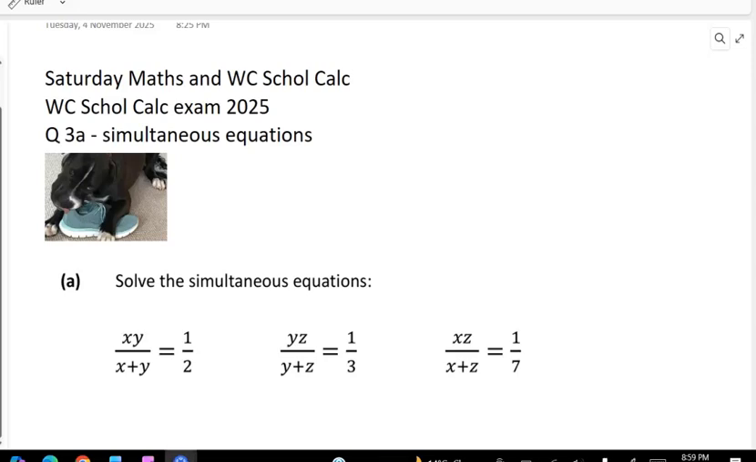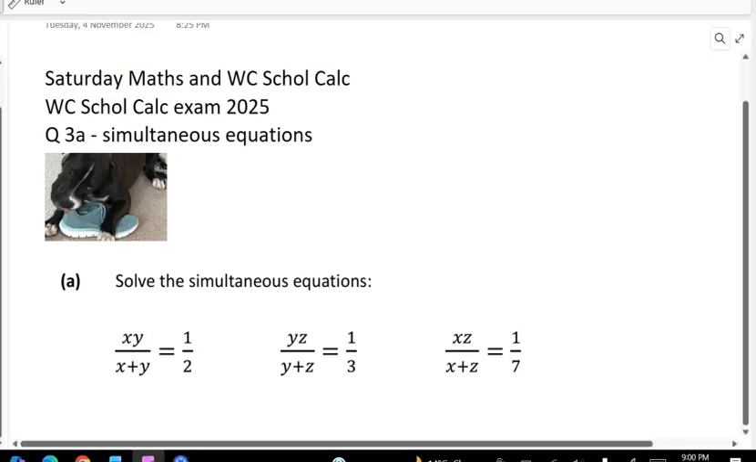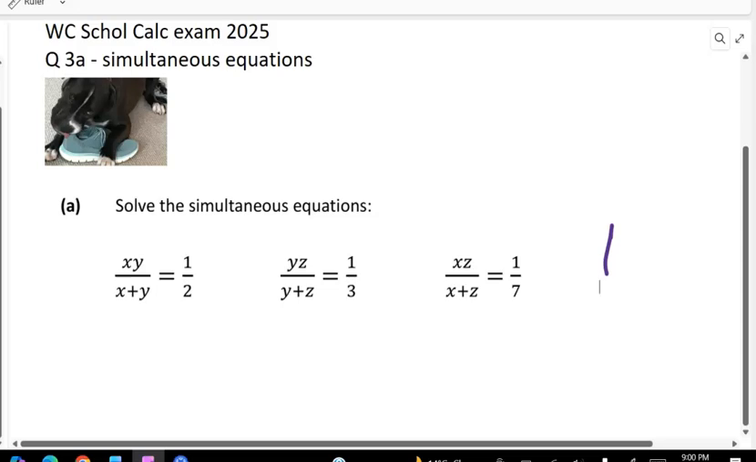Kia ora koutou. This question is a simultaneous equations one, which on first glance looks pretty awful, but it's a really good example of where it's well worth it to just take a deep breath and sit back and see what you notice before you get going. So I've done this the way that I saw it. You can do this a slower, clunkier way and you will get there, but you're going to use up precious time doing it. So let's just have a look at what's going on here before we start.